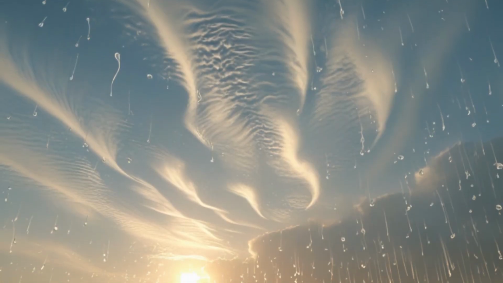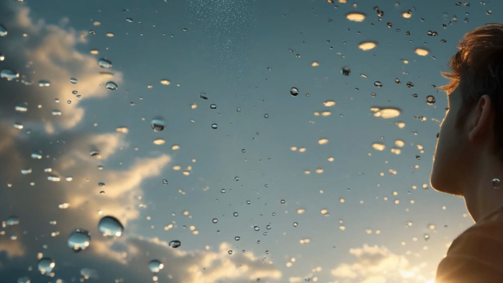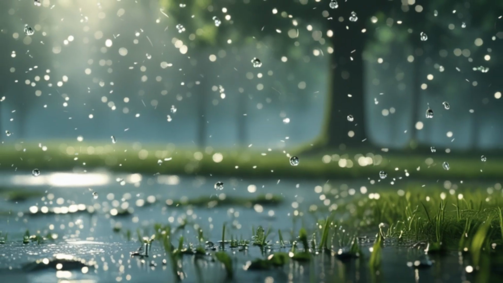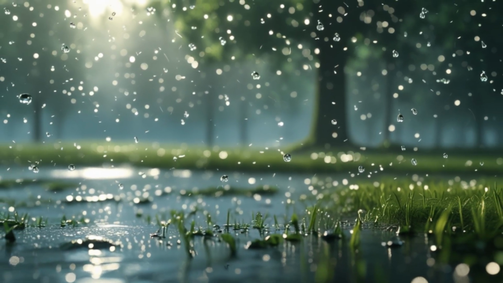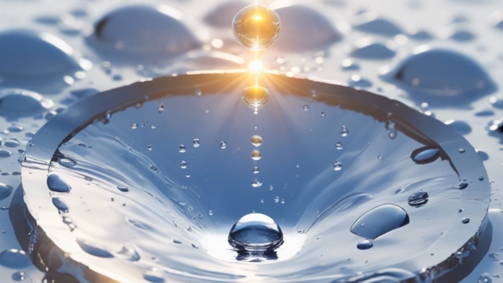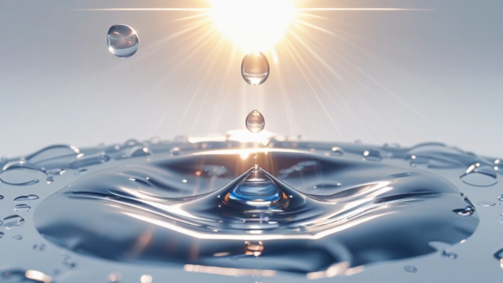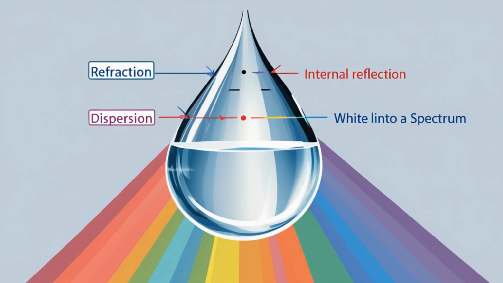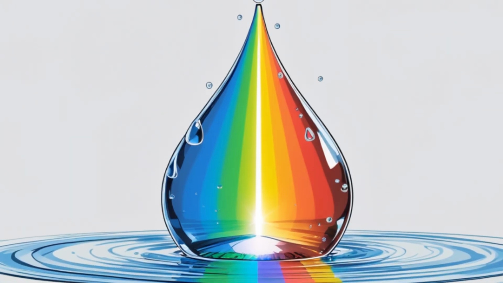To understand rainbows, we need just three ingredients: sunlight, water droplets in the air, and the right viewing angle. After it rains, the air is often filled with tiny droplets of water. When sunlight enters these droplets, something amazing happens. The light bends, bounces, and spreads out. This combination of bending and bouncing is what scientists call refraction, reflection, and dispersion.